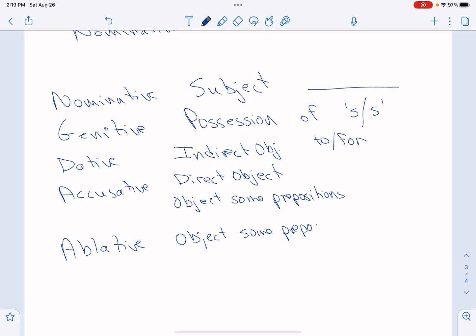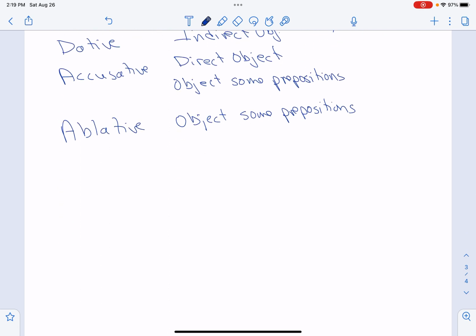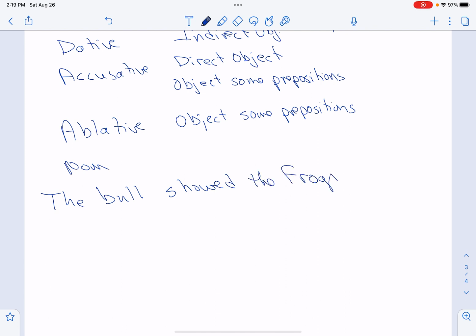And when you learn prepositions, usually in the dictionary it'll say in parentheses after each one, plus accusative or plus ablative. So if I were to put together a sentence in English that has an example of all of these, it could be something along the lines of: the bull, that would be in the nominative, showed the frog's leg. So frog's would be in the genitive because it's possession. Leg would be in the accusative because it is the direct object. The bull showed the leg.